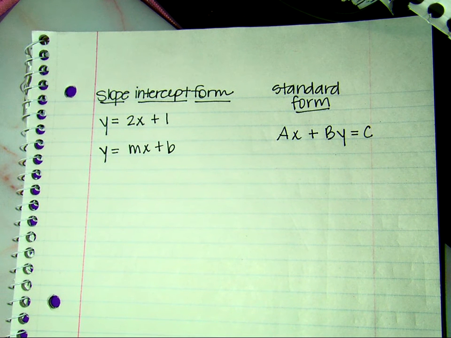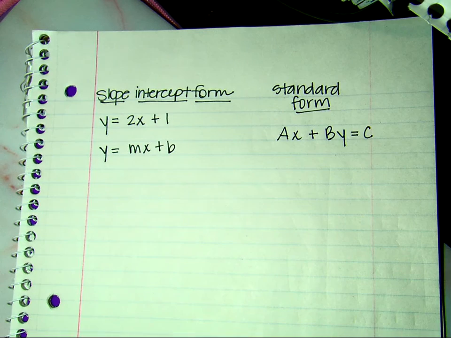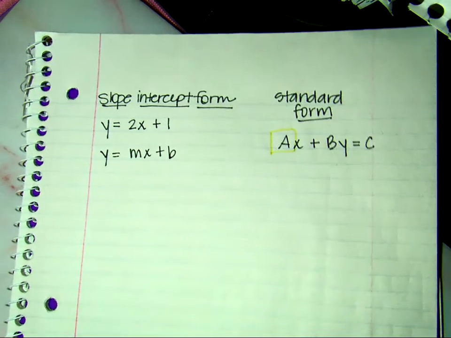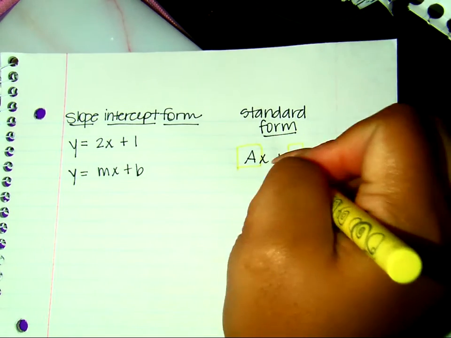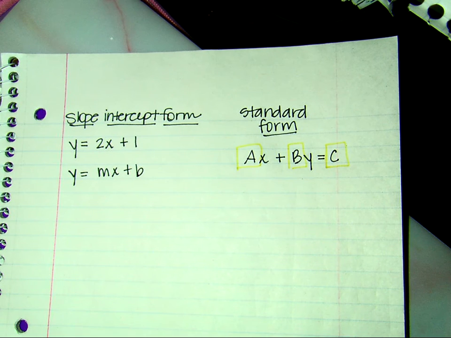Alright, so we are going to now learn how to transform linear equations to standard form. So if you look here, standard form is ax plus by equals c, where a, b, and c are constants, which means they're numbers. And a and b cannot be 0.